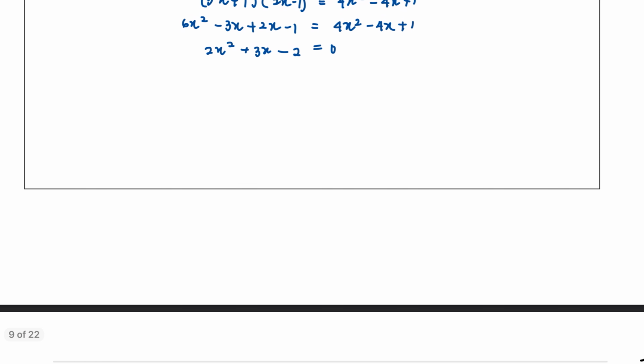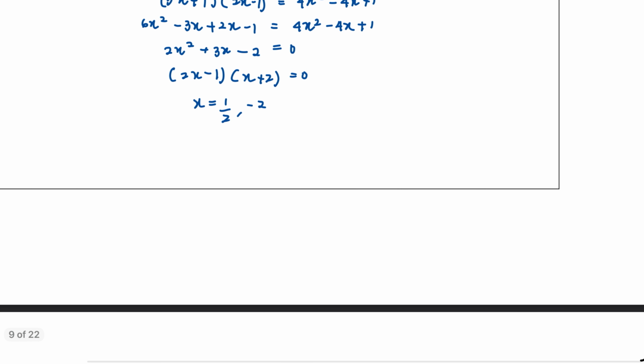Okay, so factorize this one. So, kita akan dapat nombor yang cantik. So, 2x minus 1. Another one is x plus 2. Okay, so x kita dapat dua nilai, 1 over 2 or negative 2. Okay, but don't forget to recheck your answer. Recheck ni tak payah tulis pun tak apa. Meaning that perkataan recheck ni tak perlu. Apa yang perlu hanyalah nombor-nombor dia sahaja.